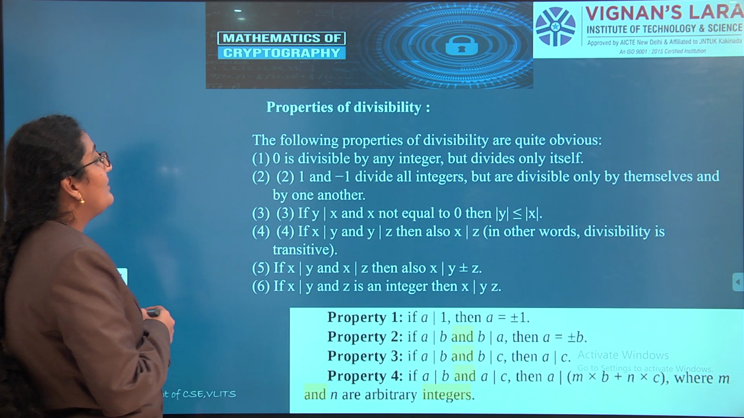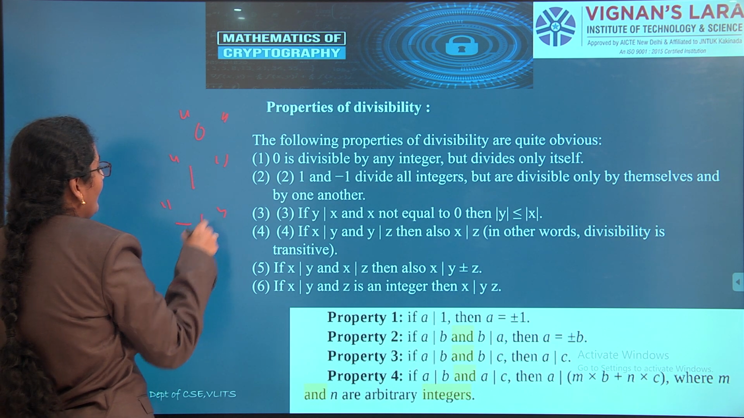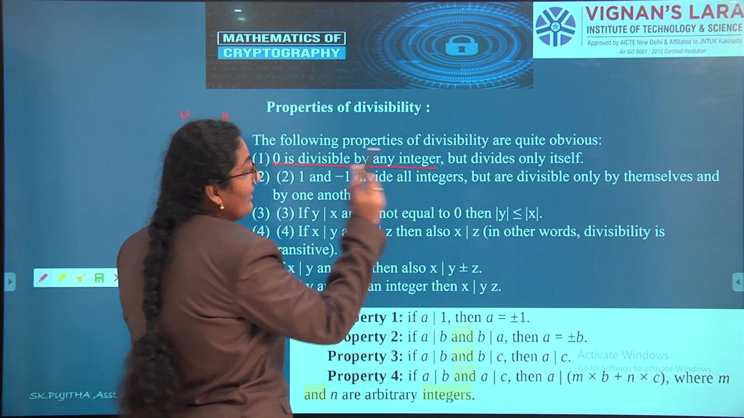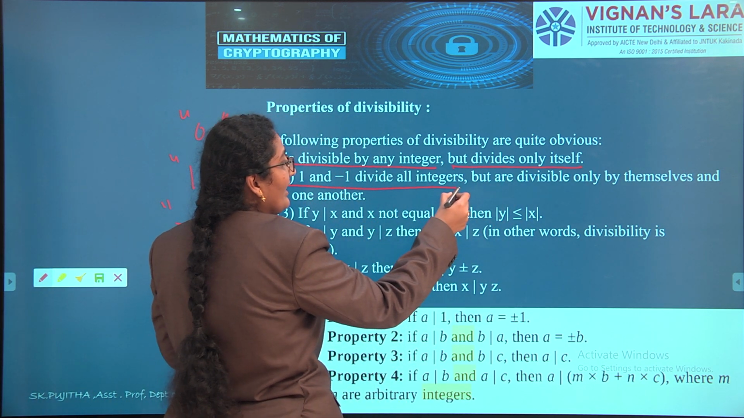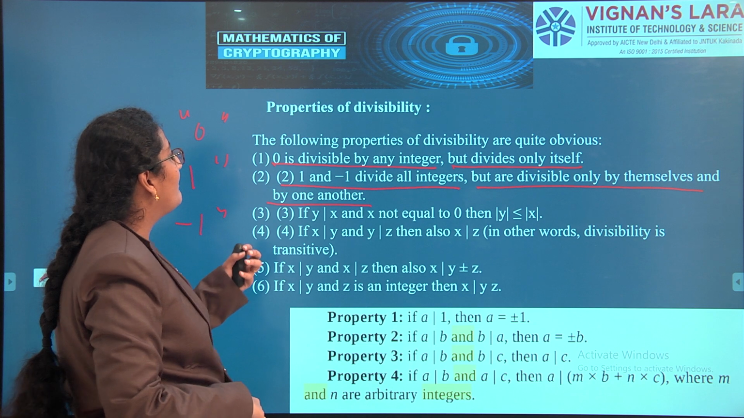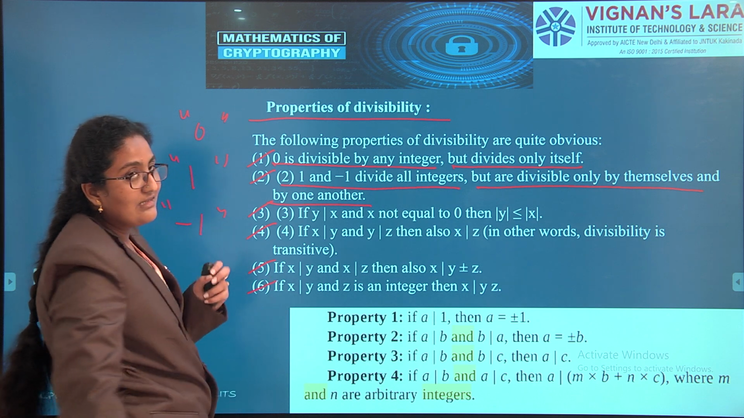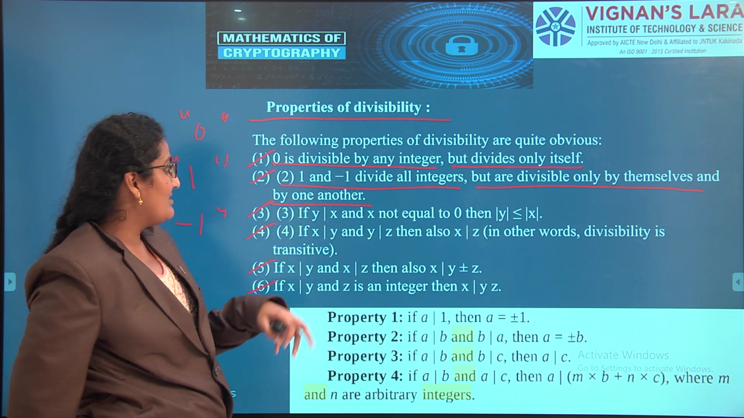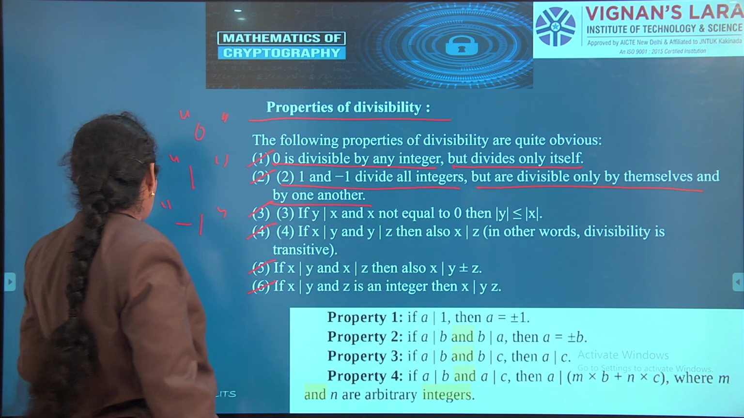What are the properties we have? First, we should consider 0, then 1, then minus 1. See division rules by considering 0, 1 and minus 1. 0 is divisible by any integer, but it divides only itself. Next, 1 and minus 1 divide all the integers, but they are divisible only by themselves and one another. We have 6 division properties. In that 6 division properties, first two are 0 is divisible by any integer but divides only itself, and 1 and minus 1 will divide all integers but divisible only themselves and each other.